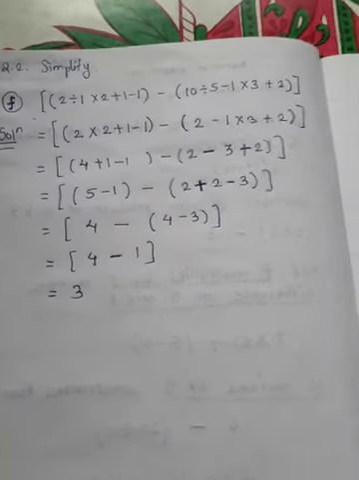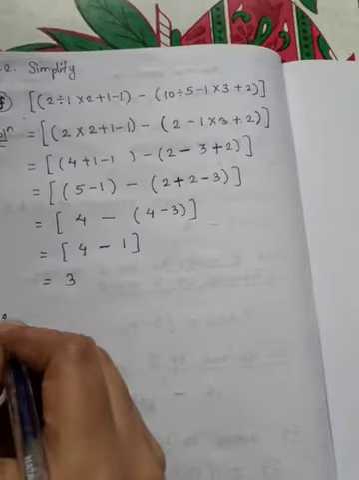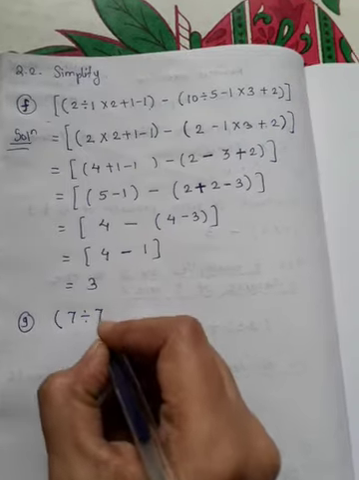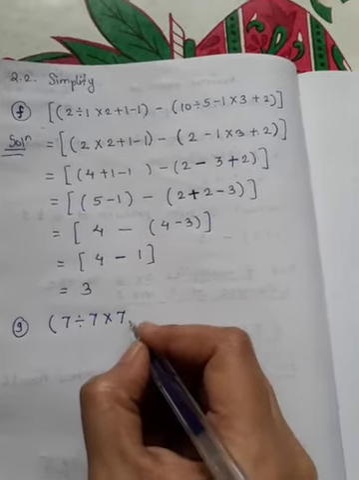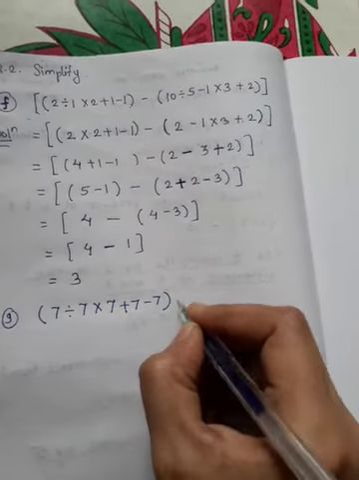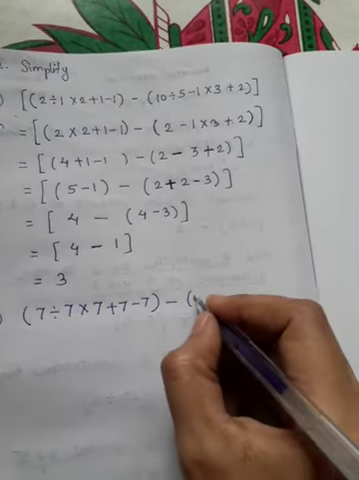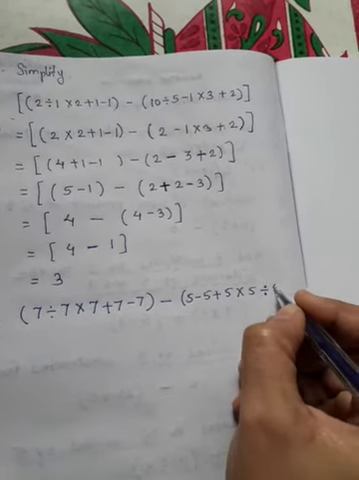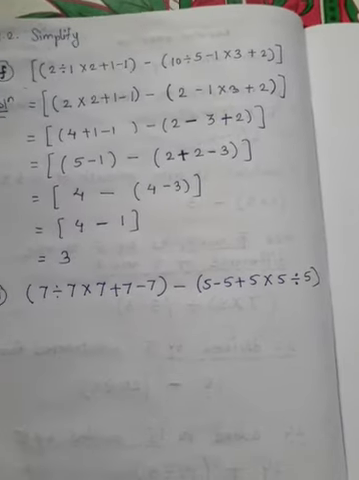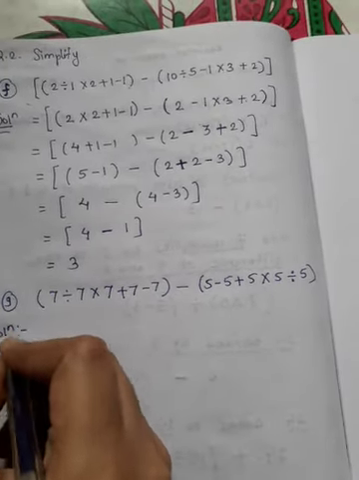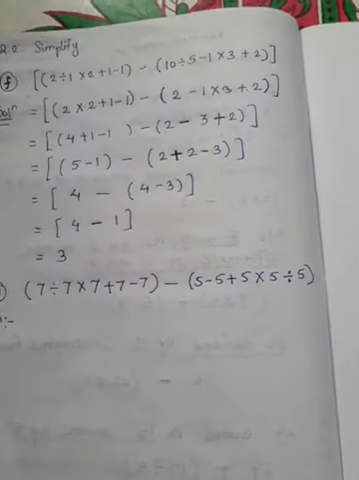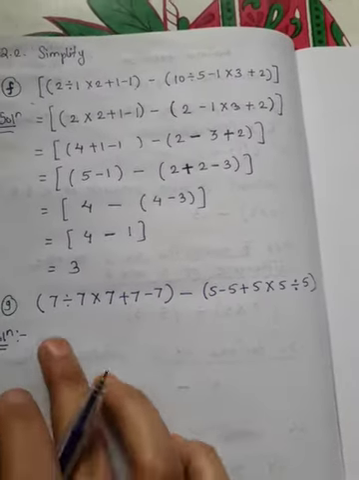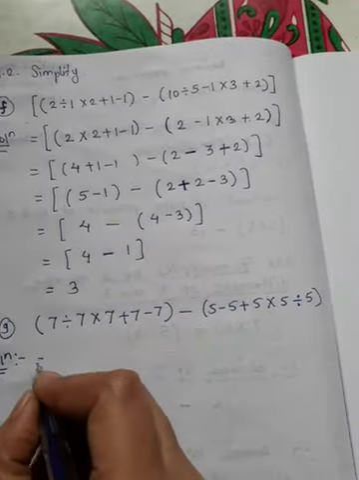Now see example number G. In the round bracket, 7 divided by 7 into 7 plus 7 minus 7, minus, there is one more round bracket: 5 minus 5 plus 5 multiplied by 5 divided by 5, round bracket completed. Now solve this. If you have understood this concept, then you can solve simultaneously with me. Now see how to solve this.